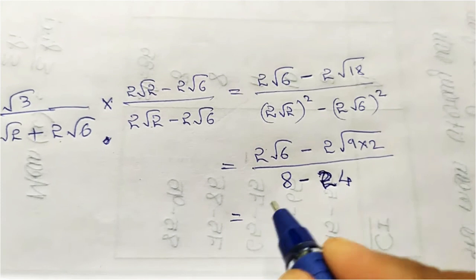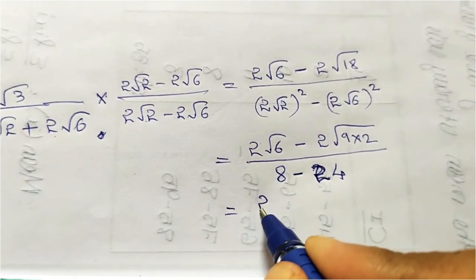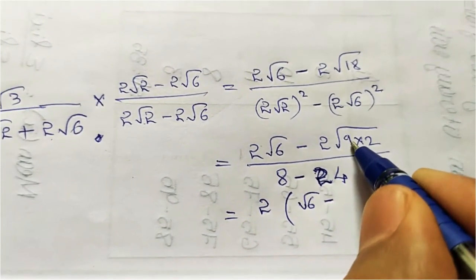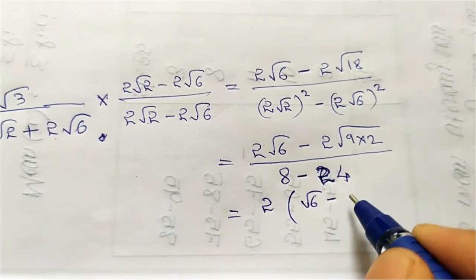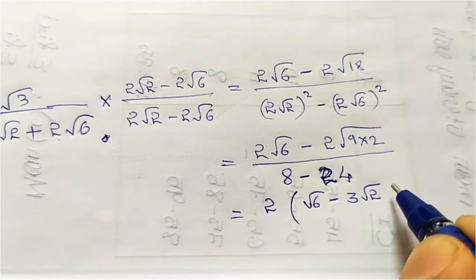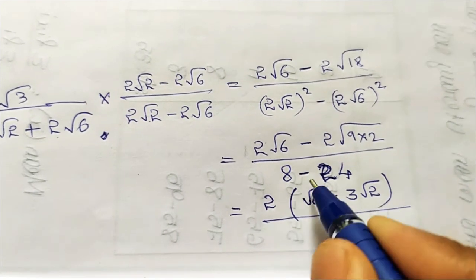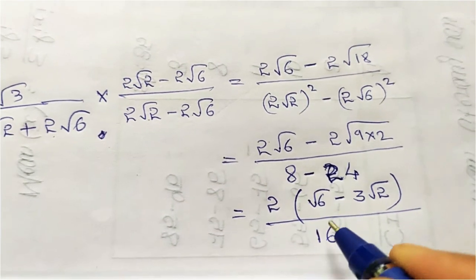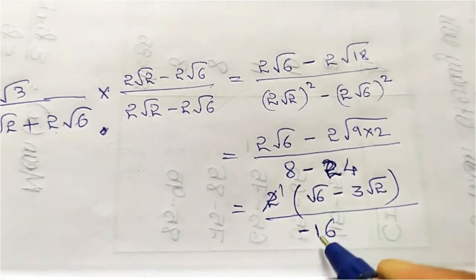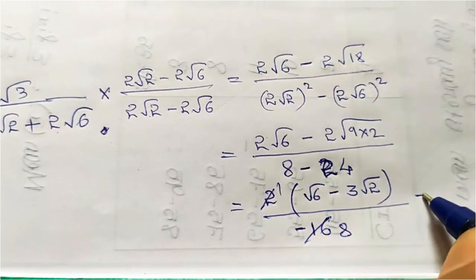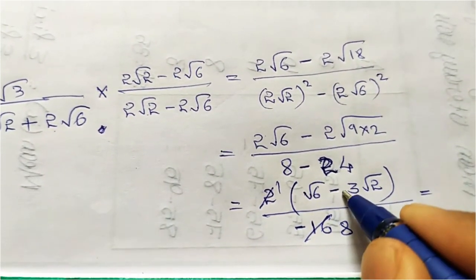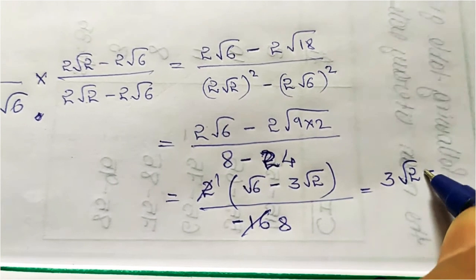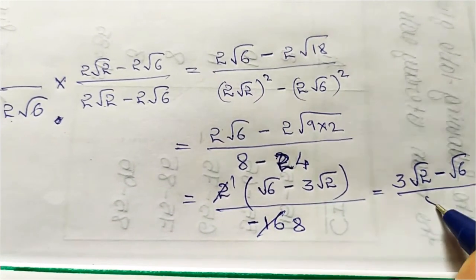Okay. Now taking here 2 common, what is left? Root 6 minus, see this 9 becomes outside, so it will be 3 root 2, 3 root 2 whole divided by 8 minus 24, it will be minus 16, okay. With 16, minus 16, 2 1s are 2, 2 8s are 16, here minus is there, so taking minus to the numerator, minus becomes plus, plus becomes minus, so it will be 3 root 2 minus root 6 whole divided by 8.